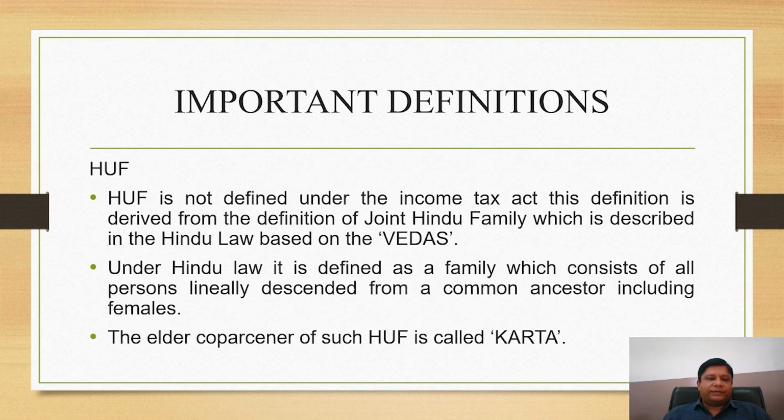Moving further, HUF, that is Hindu undivided family, consists of all persons lineally descended from a common ancestor and includes their wives and unmarried daughters. Only those undivided families are covered here to which Hindu law applies. It also includes Jain and Sikh families. Once a family is assessed as a Hindu undivided family, it will continue to be assessed as such till its partition. The elder co-parcener of such HUF is called the Karta. Karta is the person who has the sole responsibility of running the business.